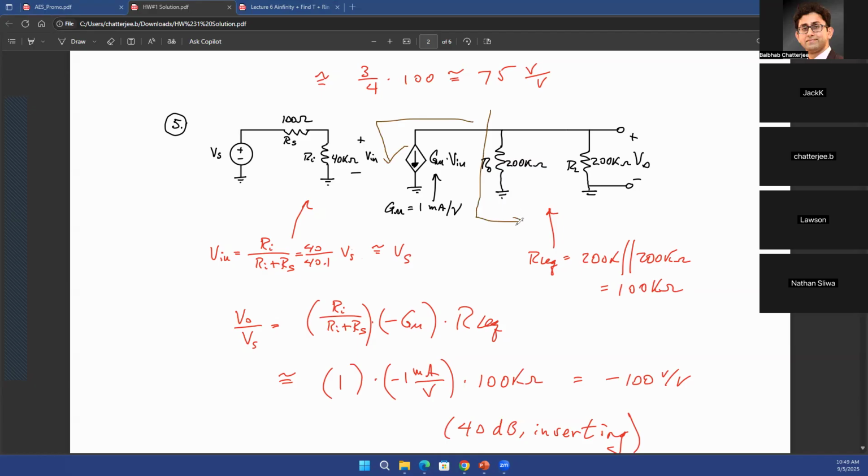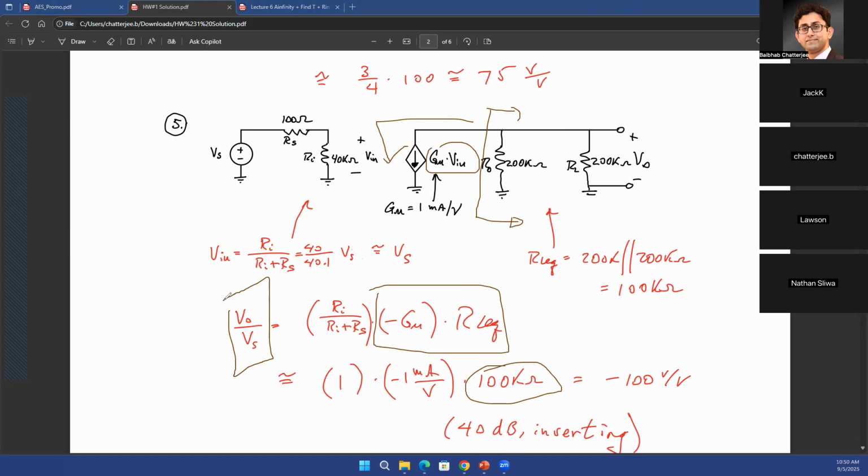Now, looking on this side, what is the resistance that you see? You see a 200 kilo ohm in parallel with another 200 kilo ohm. So basically, you have 100 kilo ohm because of the parallel combination of those two. So you have your current, Gm times Vin, multiplied with that effective resistance. That would give you voltage, Ohm's law: current multiplied with resistance gives you voltage. So the output voltage you see would be minus Gm times Vin times R equivalent, and R equivalent is 100 kilo ohm because these are two 200 kilo ohm resistances in parallel. From there, you can directly calculate the ratio, Vo over Vs.